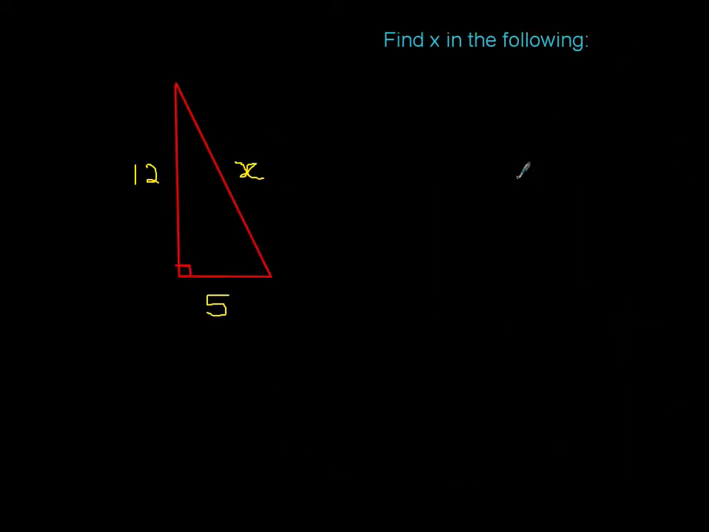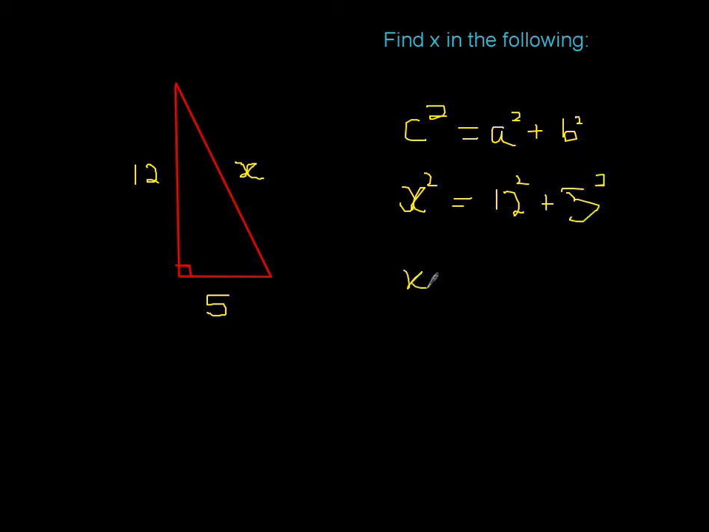Another one. Now we have find x again. So the formula, the general Pythagorean theorem, c squared equals a squared plus b squared. Now subbing in the values. Subbing in just means putting them in place there. X squared equals 12 squared plus 5 squared.